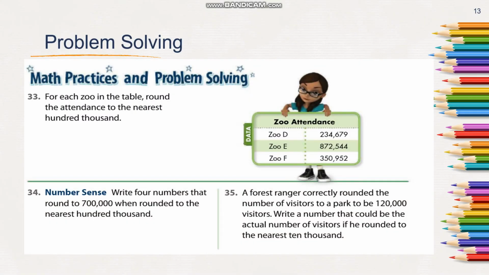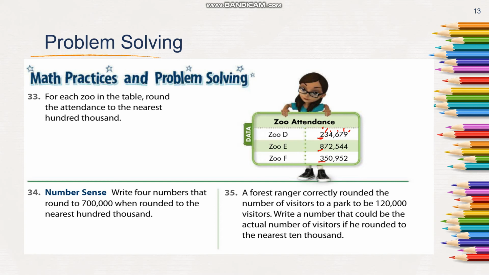For each zoo in the table, round the attendance to the nearest 100,000. So first, we must find out where the 100,000 place is. This is ones, tens, hundreds, thousands, 10,000, 100,000. So the 100,000 place is the sixth digit from the right. So 8 and 3 are the digits in the 100,000 place.